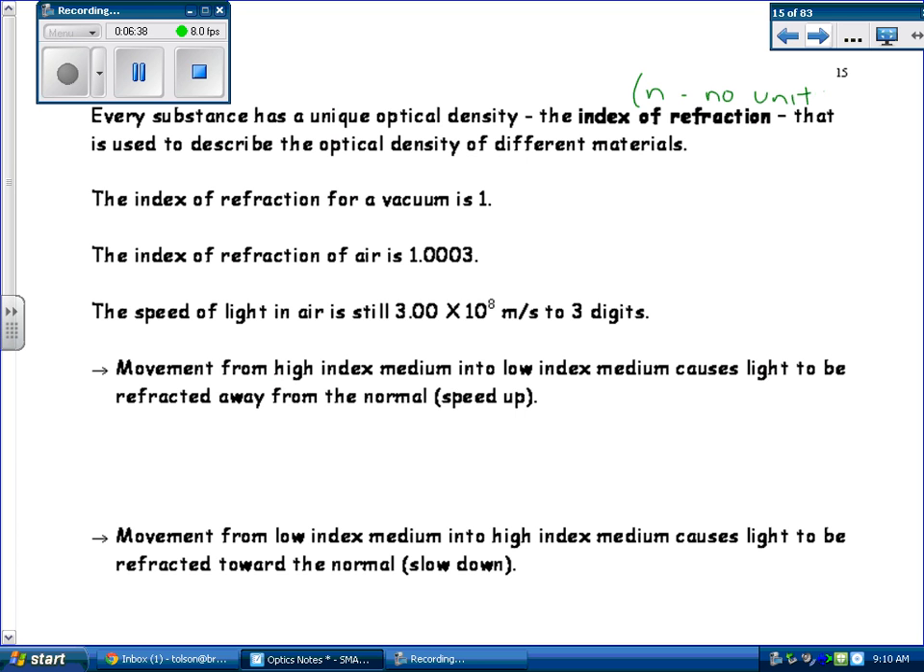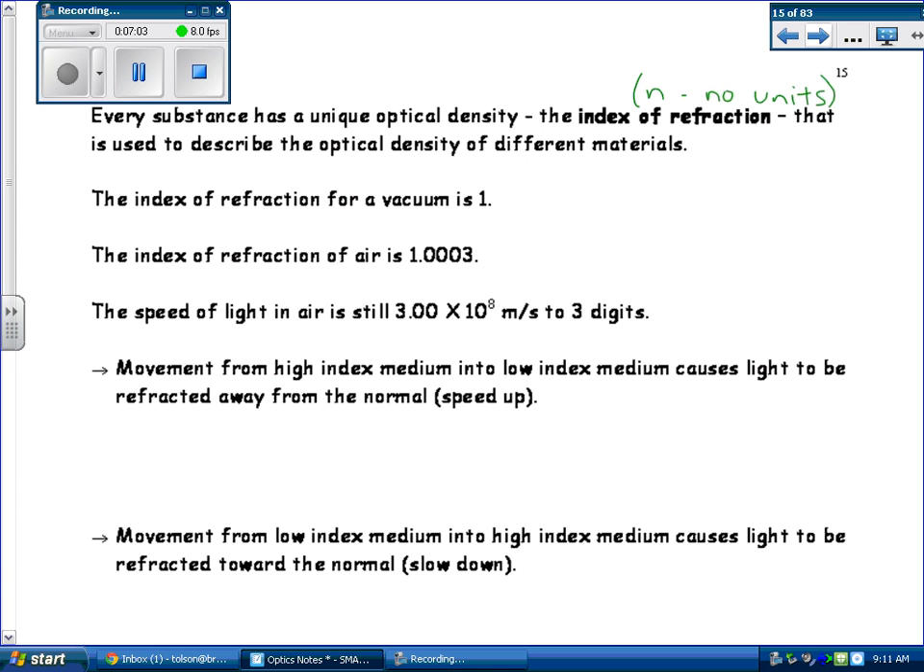It's like a ratio. If you remember when we did coefficient of friction in Physics 20, that was a ratio of the normal force to the force of friction, and the index of refraction is a ratio of the optical density of one substance to another substance. Really, one substance to air is what we're looking at. So the index of refraction for a vacuum is 1.